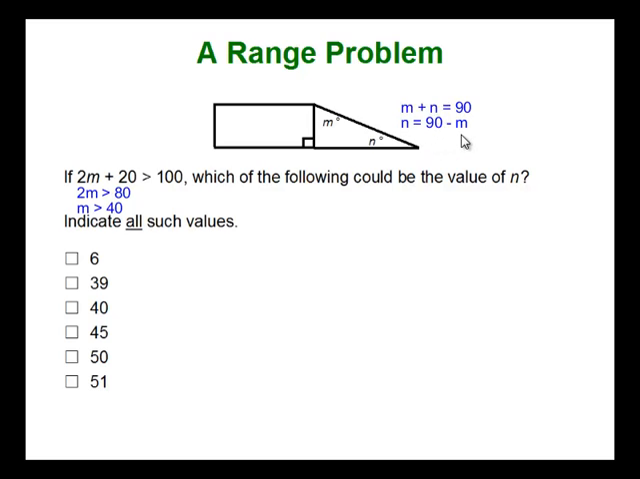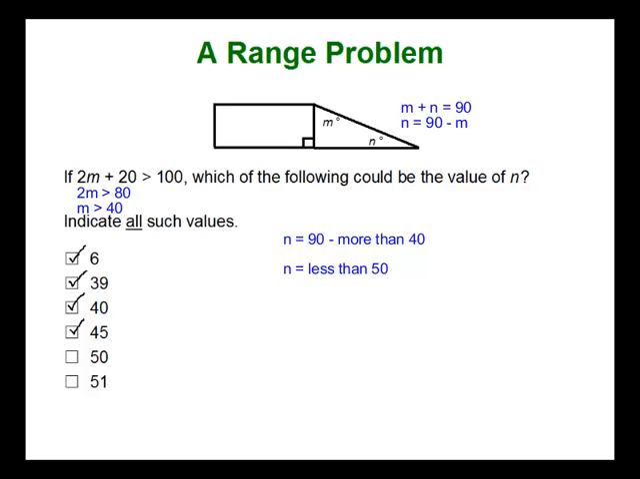Well, what do we know about M? We know that inequality, right? So go ahead and simplify that. And it tells us that M has to be greater than 40. M cannot be 40. If M were 40, N would be 50. But since M has to be greater than 40, N cannot be 50. 50 is not a correct answer, although it is a tempting trap if you lose track of that inequality. It's not greater than or equal to.